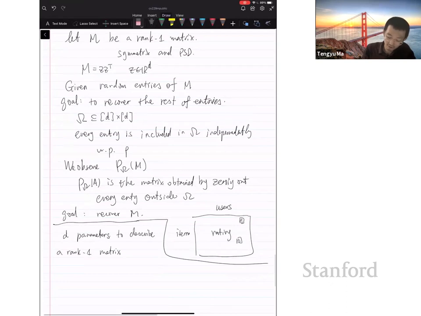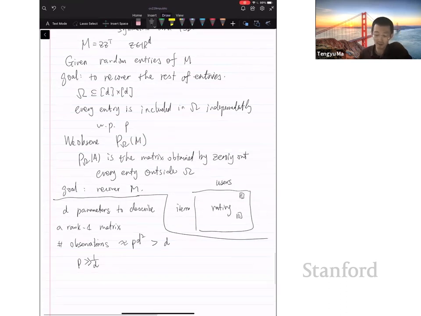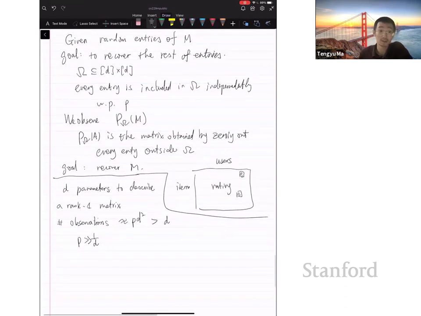So the number of observations is roughly equal to P times D squared, right? Because each entry is observed with probability P. So you have P times D squared entries, and this should be bigger than D. If this is not bigger than D, it's unlikely you can work. So basically, that is saying that P is bigger than roughly 1 over D. And this is actually the regime we are going to work with. So we're going to work with the regime that P is much bigger than 1 over D by, for example, a log factor, something like that. So that's the setting we are going to be in.